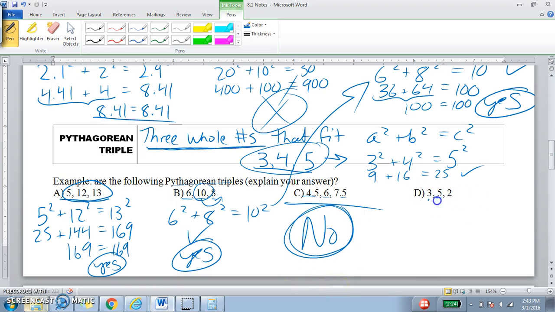And the last one for this, so 3, 5, and 2. Again, make sure you pay attention that 5 is the biggest number, so we're checking to see if 3 squared plus 2 squared equals 5 squared. 4 plus 9 equals 25, which it does not, so this is not a Pythagorean triple.